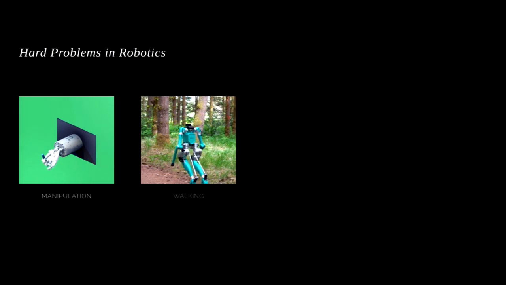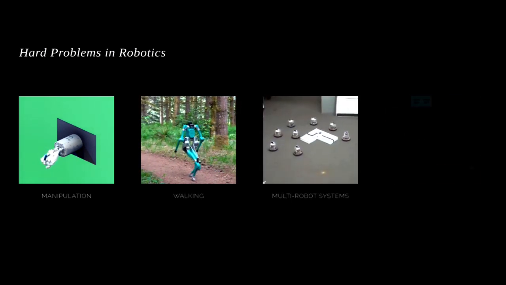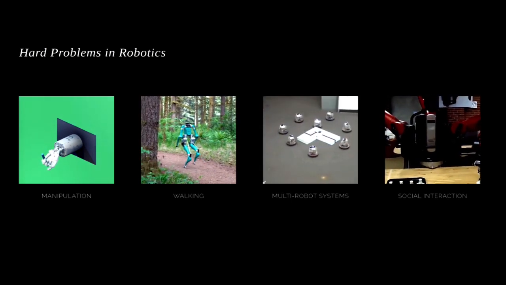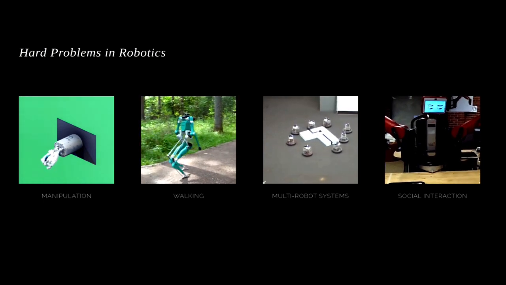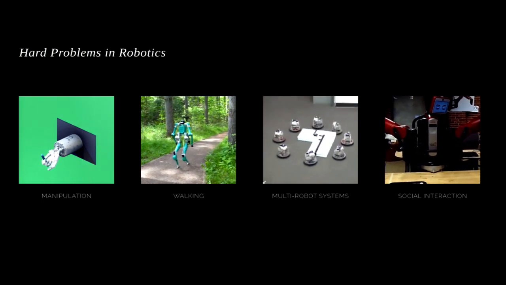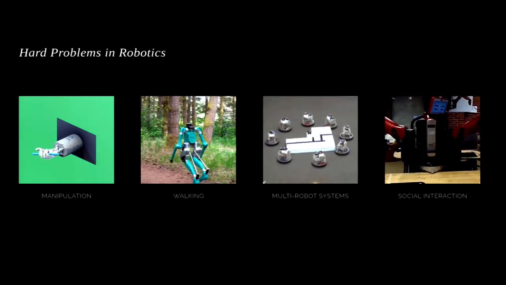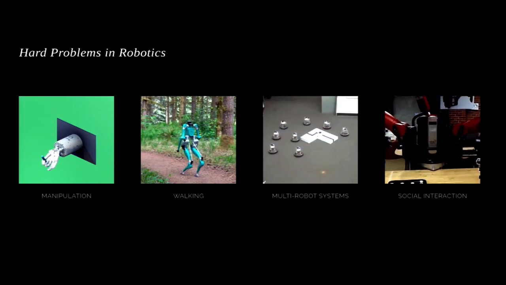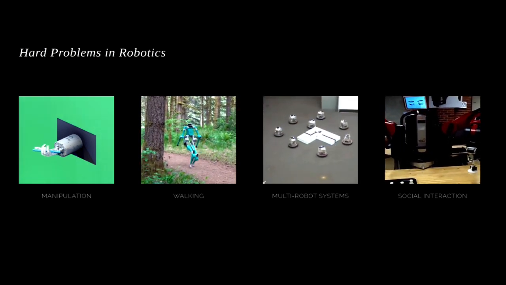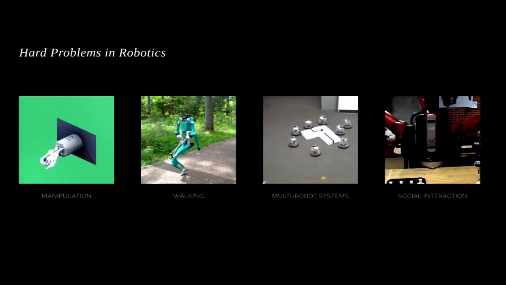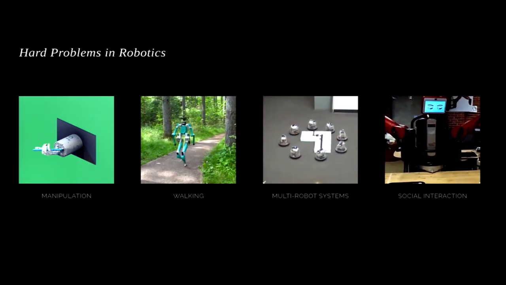But there are still some really hard problems in robotics, like manipulation, agile behaviors for under-actuated systems, and multi-robot systems. For me in particular, I think that social interaction is also a really, really hard problem in robotics that is still years away from seeing some robust solutions.